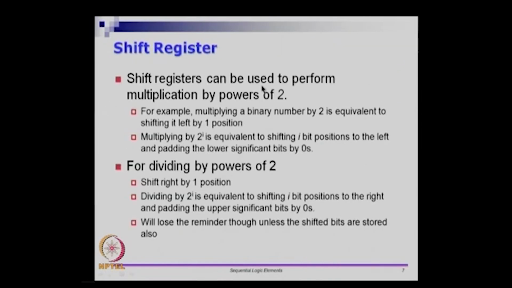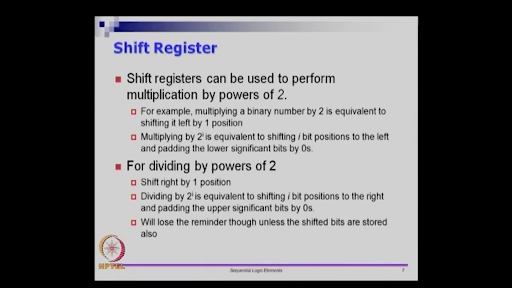So shift registers are quite useful. They can be used to perform multiplication by powers of 2. For example, multiplying a binary number by 2 is equivalent to shifting it left by one position and adding a 0. So if I want number 3, which is 1 1 in binary, to be multiplied by 2, all I have to do is shift it by one position to the left and put a 0 there, 1 1 0. So 1 1 0 is number 6.